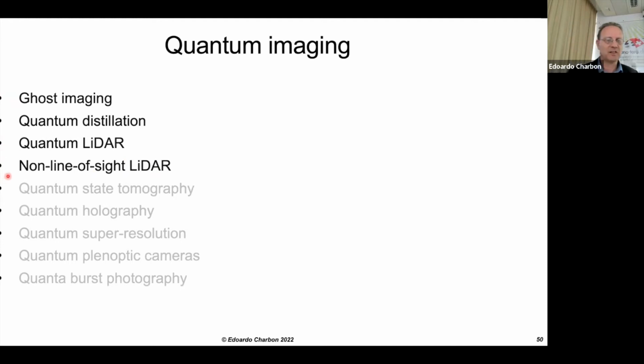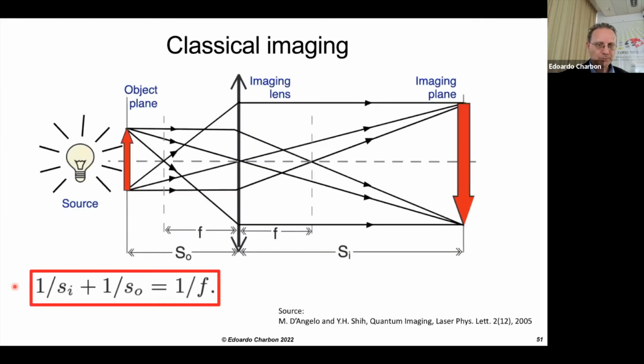But there are other types of imaging that we define as quantum imaging, such as quantum state tomography, quantum holography, super resolution using quantum techniques, quantum plenoptic cameras, and even Quanta Burst Photography. In the interest of time, I will not cover this, but I'd be happy to answer any questions that you may have. I have a lot of backup slides in case you have questions about this type of imaging.